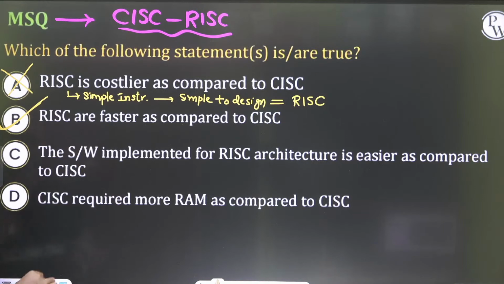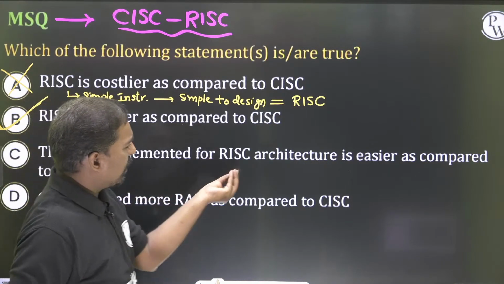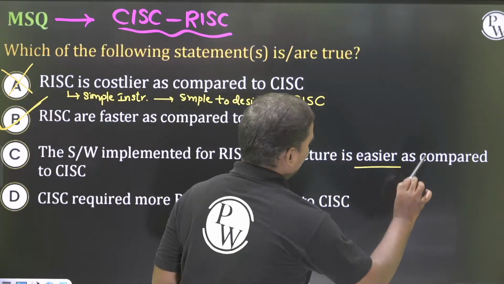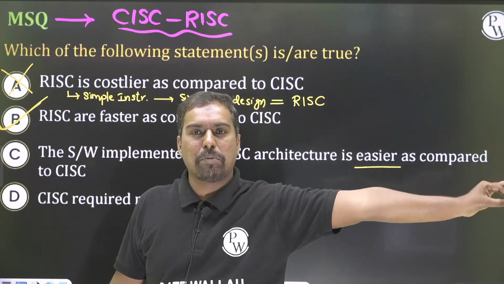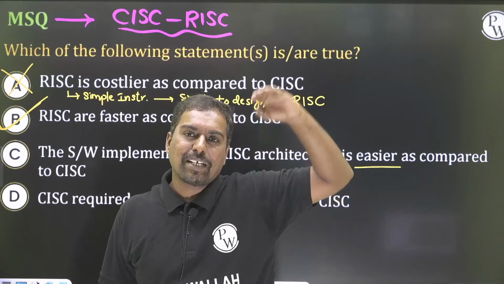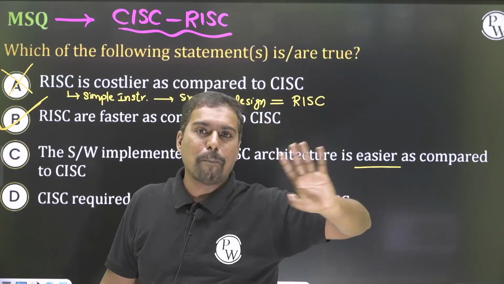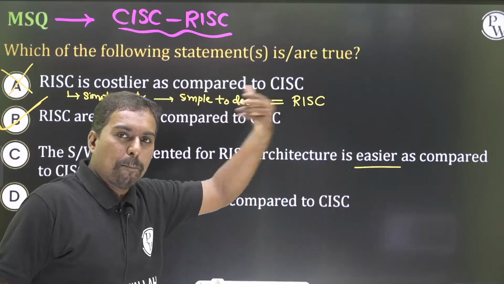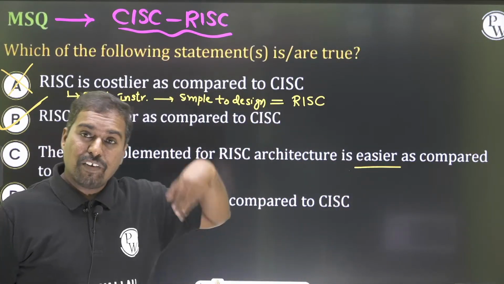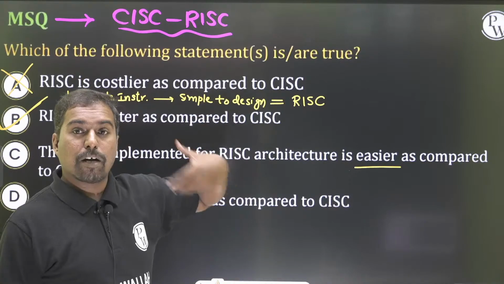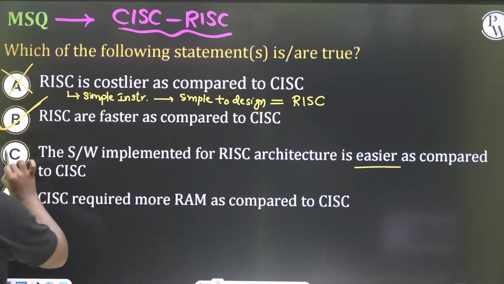B is correct. The software implemented for RISC architecture is easier. Yes. Because for everything the trademark is complexity, my dear. For RISC, complexity is less. For CISC, complexity is more. So when the complexity is less, cost will be less. Software cost will be less, but the number of instructions will be more. So this is also right.